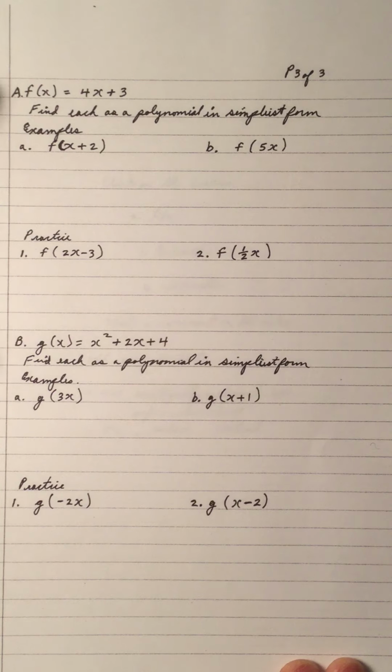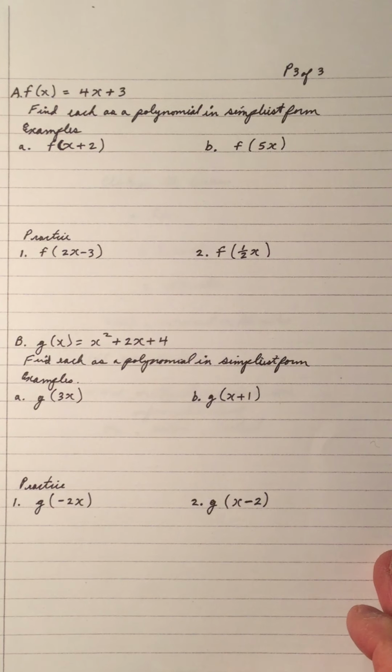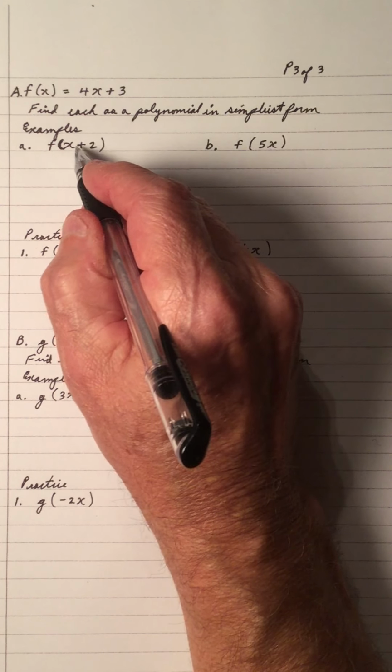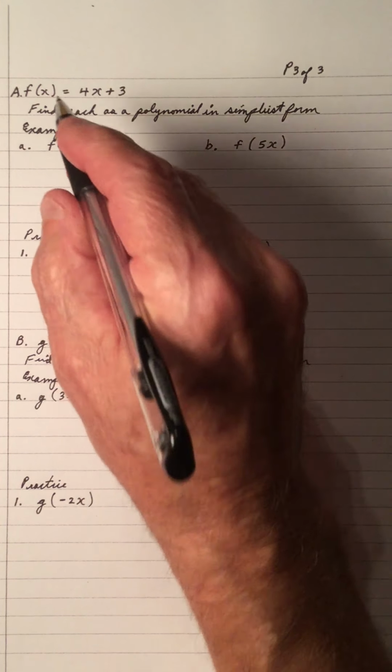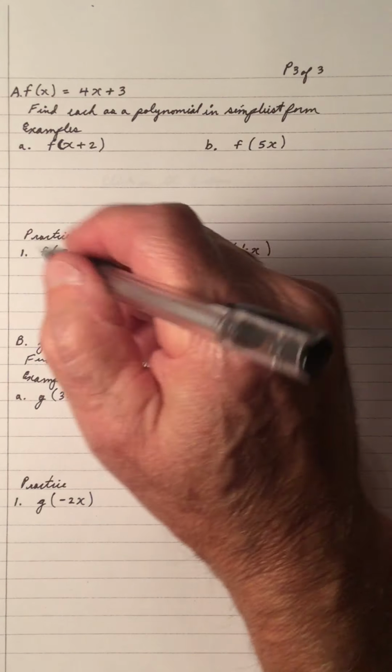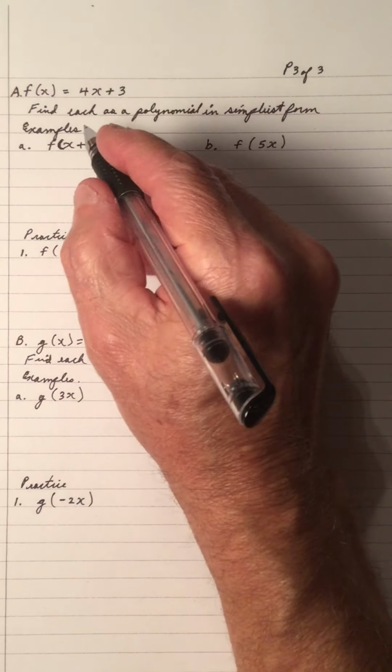And this is another little variation. This time, instead of subbing in like the f of 2 or 6 or 7 or a number, we're going to sub in x plus 2 or 5x, some expressions. Here we go.